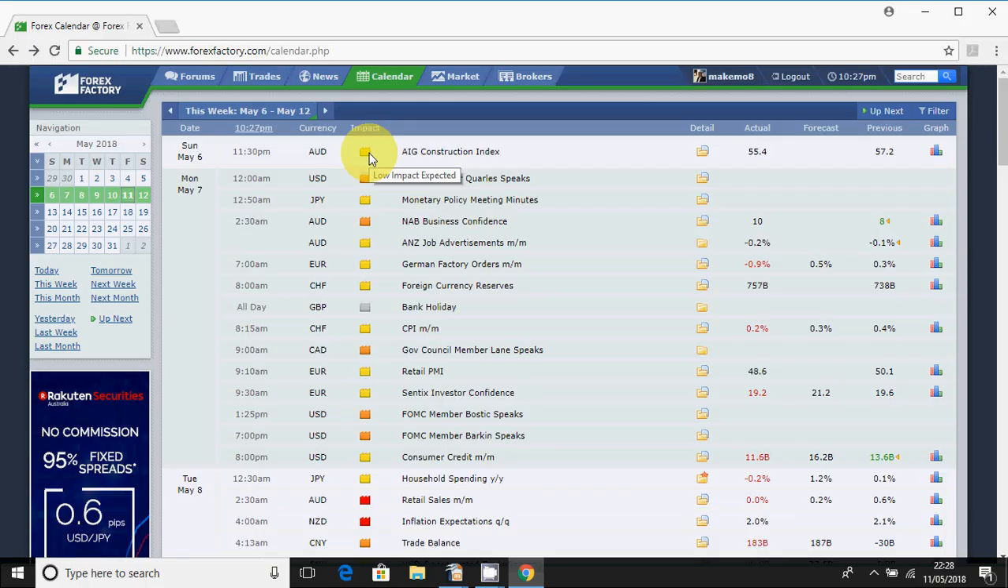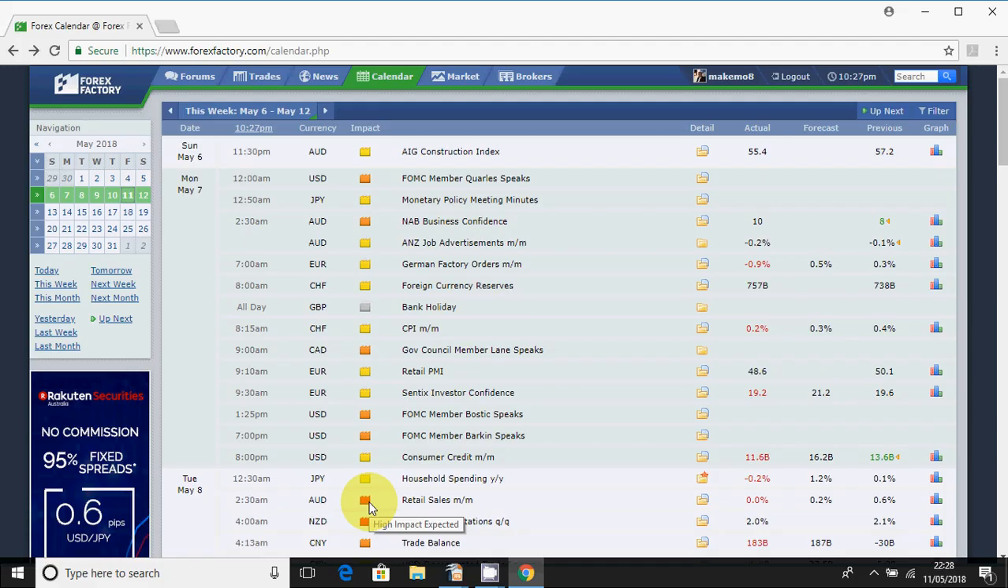So we have different type of impact. This is a low impact. The next type is the medium impact. This color means non-economic news at all. And the last one is the high impact. The red is the high impact. Okay, so we have these 4 types.